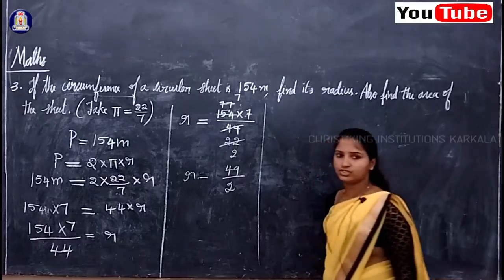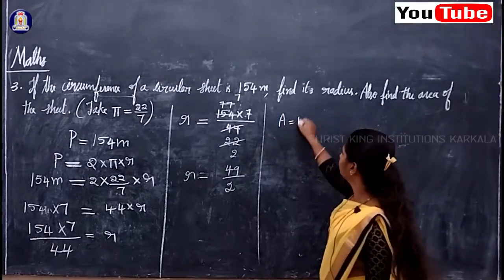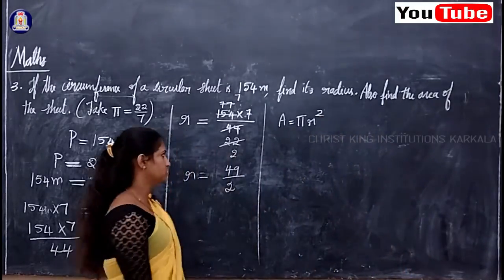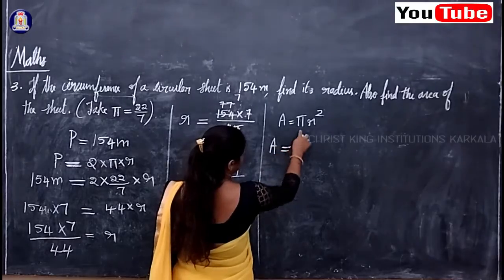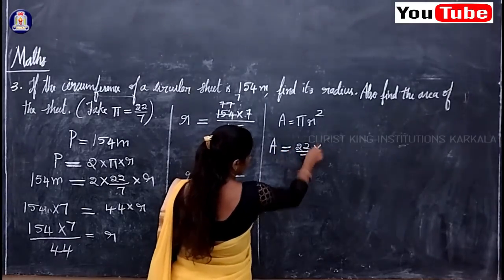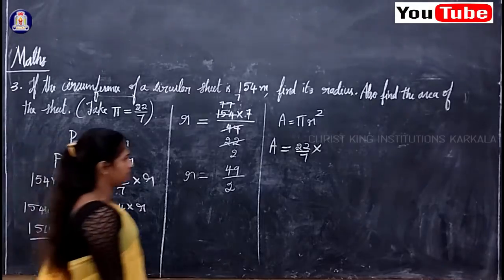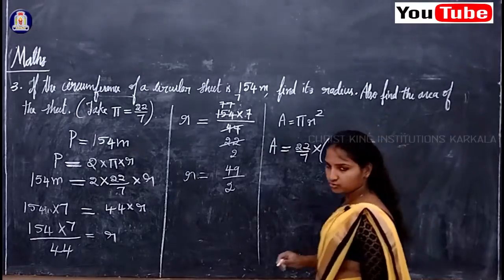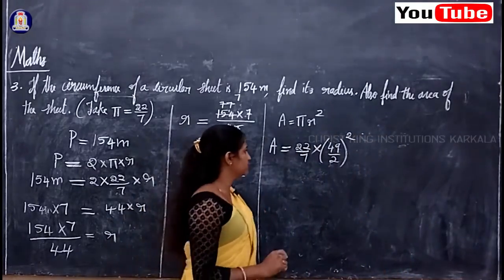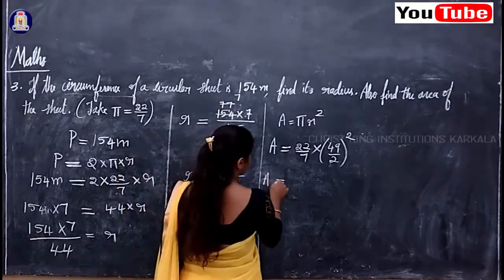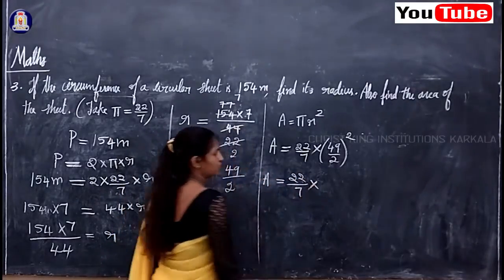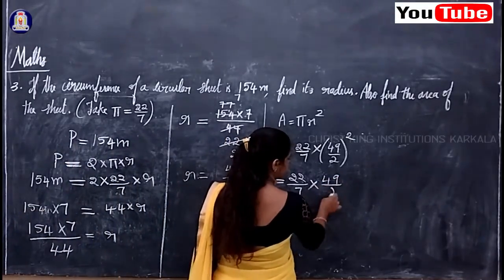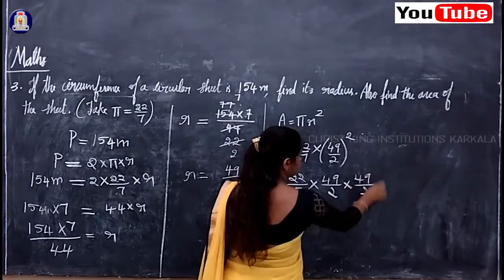So how to find the area of the sheet? A is equal to pi r square. This is the formula to find the area of the circular sheet. Here A is equal to pi, which is 22 by 7, into the radius, which is given as 49 by 2, the whole square. So area is equal to 22 by 7 into 49 by 2 the whole square, means 49 divided by 2 into 49 divided by 2.